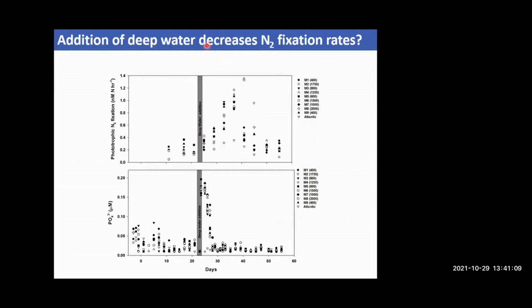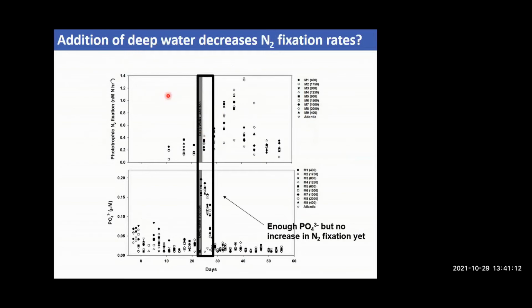The addition of deep water decreases nitrogen fixation rates, because this was our hypothesis. Of course it doesn't decrease, rather it increases afterwards. If it was decreasing, it would decrease here, so it doesn't decrease. And also, other than the iron, phosphate is the other important nutrient for nitrogen fixation. Where there is plenty of phosphate, plenty of iron, then nitrogen fixation is likely to happen. So here you have the phosphate added, but no increase in nitrogen fixation rates.